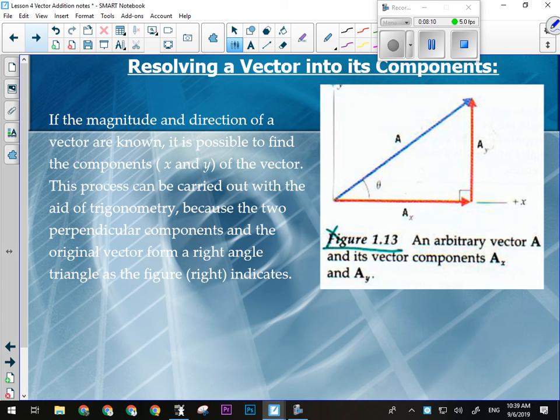All right, so let's have a look at the nuts and bolts of this. You've seen it all once. Now I'll explain each step as we go here. If we're looking to resolve a vector into its components, that means finding that x and y, like we did with the black line and the red line. If I know the magnitude and direction of a vector, it would be possible to find its horizontal and vertical components. If I know what A is and I know what theta is here, I can use trig to find the vertical and horizontal parts of that triangle. Everybody good with that? That's resolving a vector into its components.